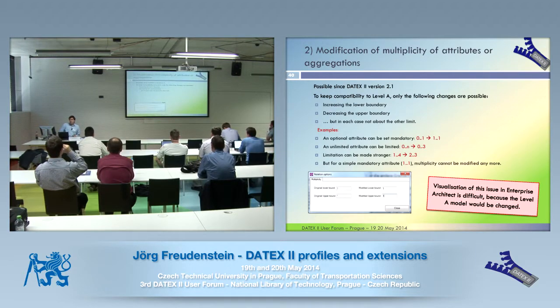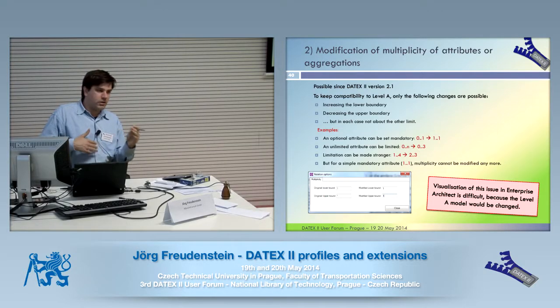Since Datex version 2.1, you can modify the multiplicities. That means you have some small window where you can do this, and you have the original lower bound and the original upper bound, and you can modify them. But of course there are rules to do this because we want to have backward compatibility, and it's only possible to increase the lower boundary or to decrease the upper boundary. And you cannot go beyond each other's limit.